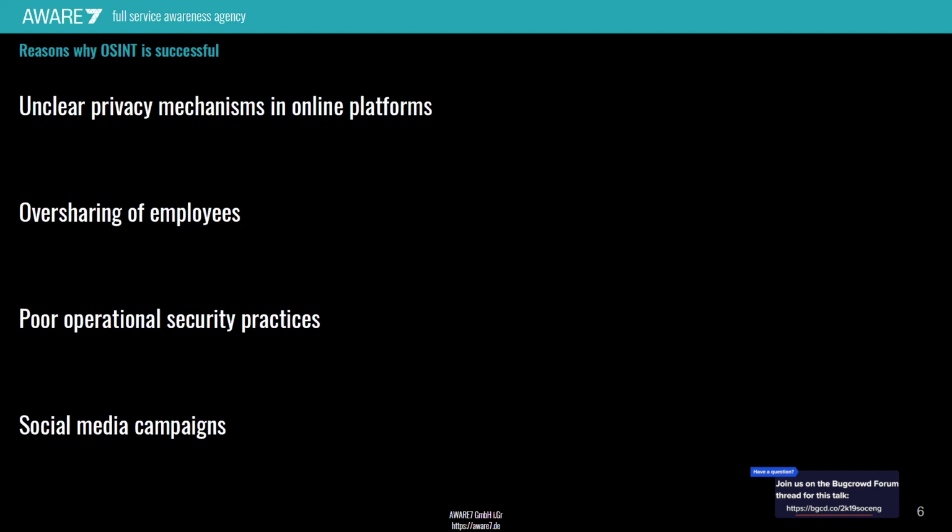We also have oversharing of employees, so a lot of data is shared which might not be shared with the public. Then we have poor Opsec practices, so operational security practices, which aren't enforced. For example, don't post your badge on social media. And in general, we have social media campaigns that can also be a real pain for operational security, and therefore an attack vector for someone who is using human intelligence to attack companies.